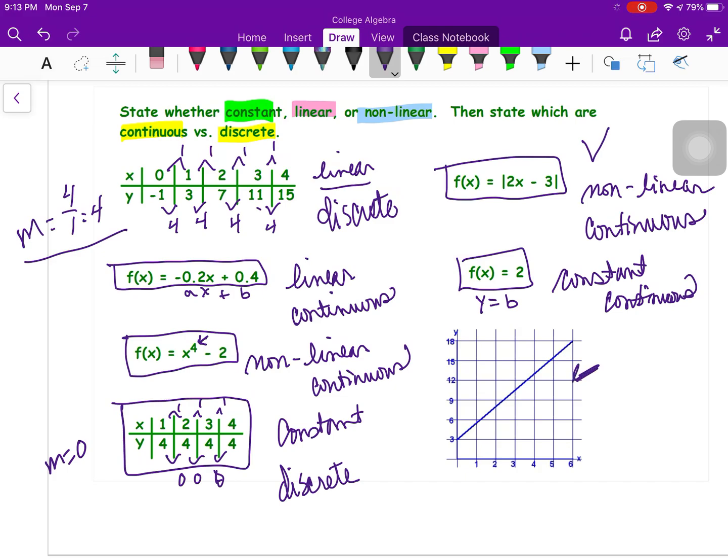And last, we look at this graphical representation. And I see it is a line, so it is linear. To draw a line, I do not pick up my pencil, so it is continuous.